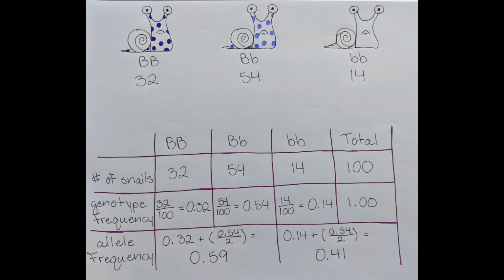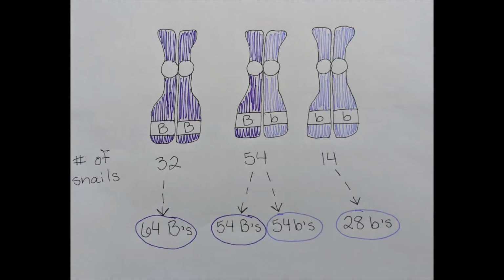Since we already know how the genotypes are related to the phenotypes, we can determine the genotype frequency. You just divide the number of individuals by the total. To find the allele frequency, you add half of the heterozygous genotype frequency to each of the homozygous genotype frequencies. We can use this method because for each genotype we have two alleles.